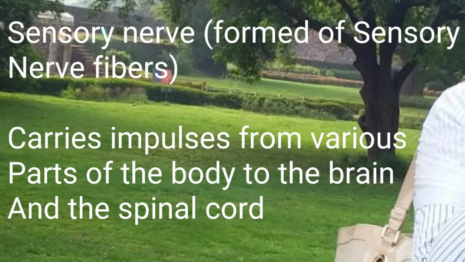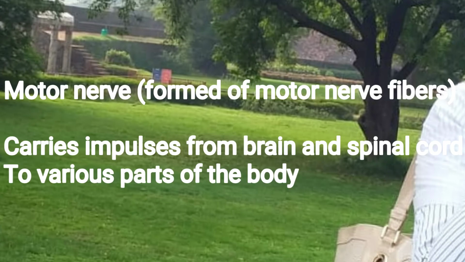Okay, then the second one is the motor nerve. And this motor nerve is formed of motor nerve fibers. Motor nerve fibers കൊണ്ടാണ് motor nerve ഉണ്ടാക്കിയിരിക്കുന്നത്. So what is the function? It carries impulses from the brain and spinal cord to various parts of the body.